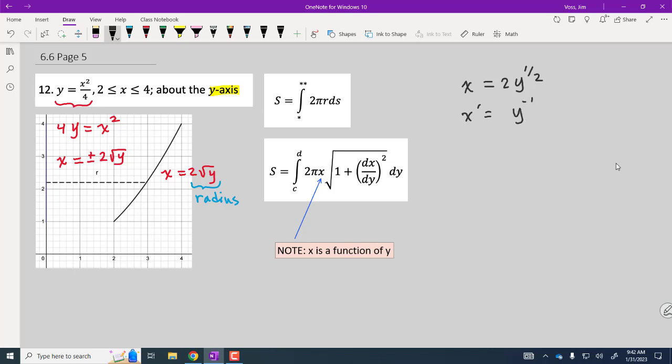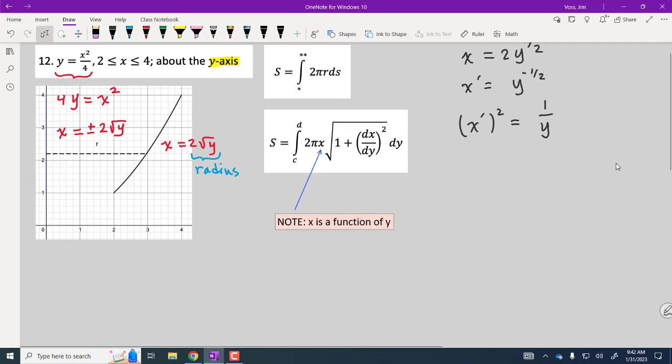We get y to the negative 1/2. The square of that is the next step. Square of that is 1 over y, because again, a half power is a square root. A negative half power is a square root in the basement. And then we square that, and we'll get 1 over y. So now we're good to kind of set up the whole integral.